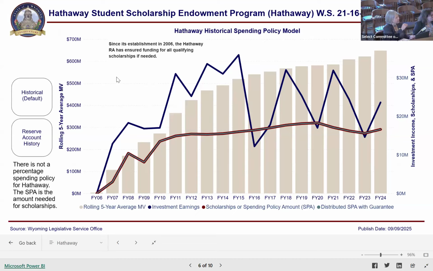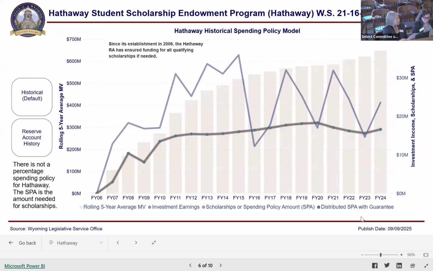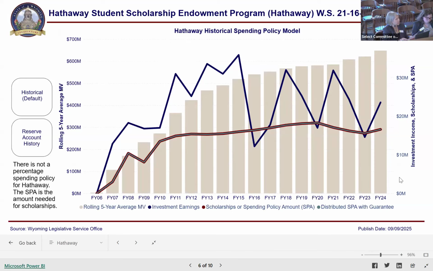And you can see that, whereas on the other charts that red line was trending with the size of the fund, this red line does not trend with the size of the fund. And also the reserve account guarantees the full amount needed for scholarships. And so the teal line is right on top of the red line throughout. And you can see by looking at that chart, there's only 3 years when the investment earnings have been below the scholarships. And so there's only been 3 times when the reserve account has had to support.